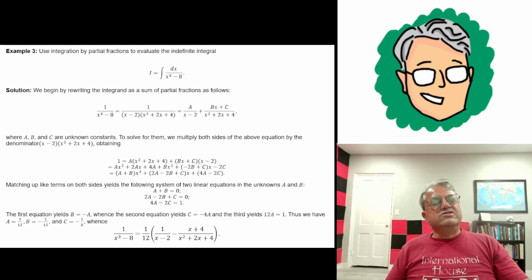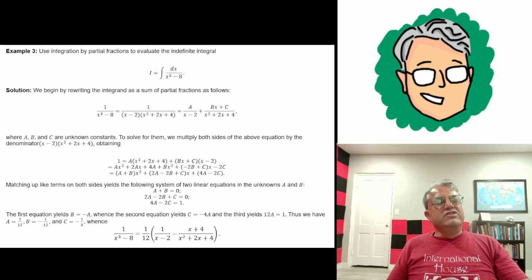And now we just identify like terms on both sides of this equation. So we start with the quadratic term. The quadratic term is A plus B on the right, and that equals 0 because there's no quadratic term on the left. Similarly, the linear term is 2A minus 2B plus C, and that equals 0 because there's no linear term. And finally, the constant term is 4A minus 2C, and that equals 1 because that's the constant term on the left. So we have this system of three simultaneous linear equations in three unknowns.